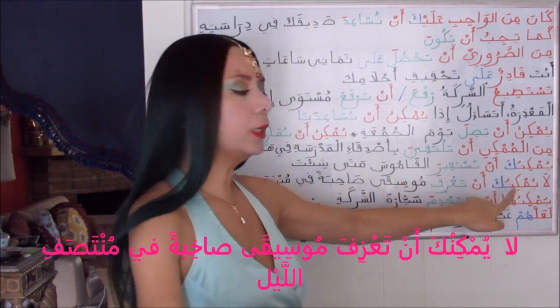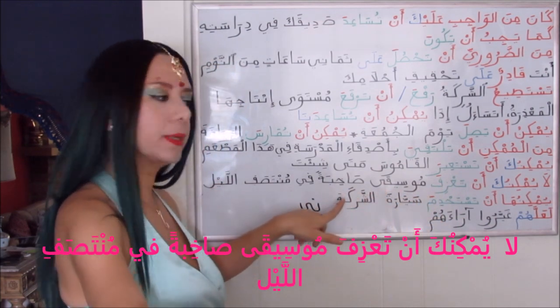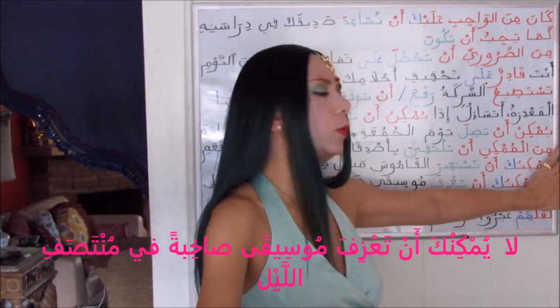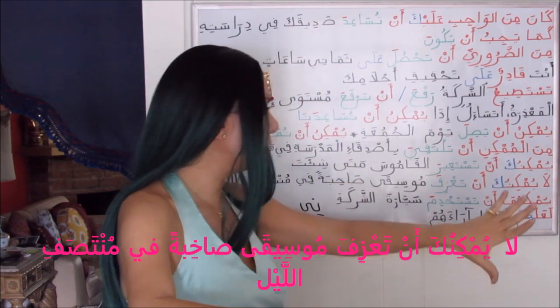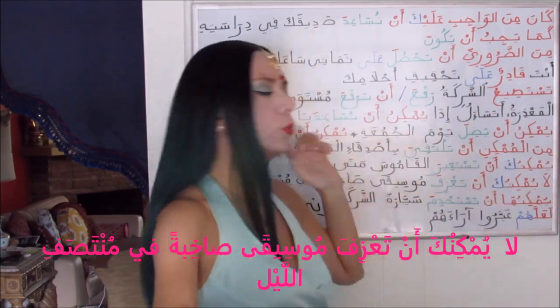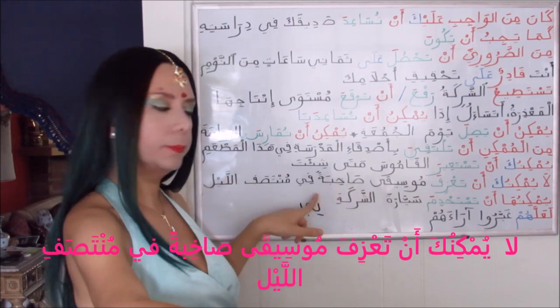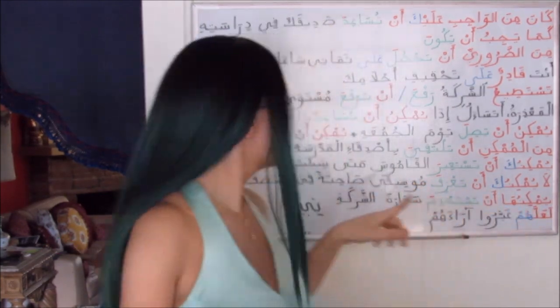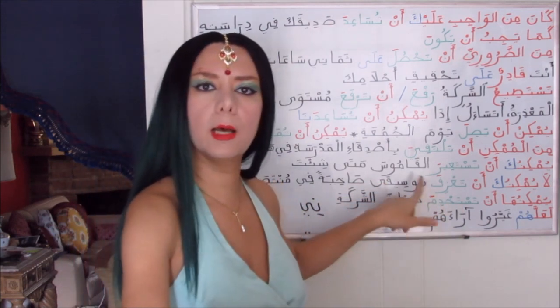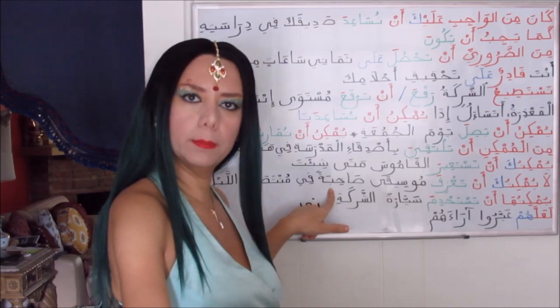You can negate these verbs by the introduction of the particle of negation, لا. Here: لا يمكنك أن تعزف موسيقى صاخبة في منتصف الليل. If I remove لا, we would have an affirmative sentence. When we introduce the particle of negation لا, we don't change anything, we just negate it with لا. لا يمكنك أن تعزف موسيقى صاخبة في منتصف الليل. You can't play loud music. Music, موسيقى, loud, صاخبة. And صاخبة is singular feminine because موسيقى is a singular feminine noun.